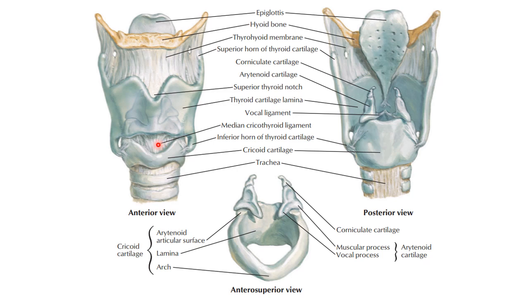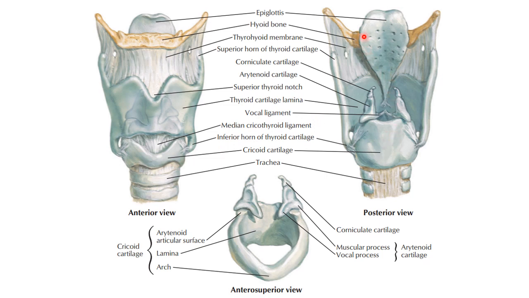For example, if there is obstruction here in the upper airway, a needle can be inserted from the surface of the neck, puncturing the skin and the fascia, puncturing this median cricothyroid ligament to provide an alternative pathway for air to enter the respiratory tree. So that procedure is your cricothyroidotomy. Next, let's appreciate the posterior view of the larynx.